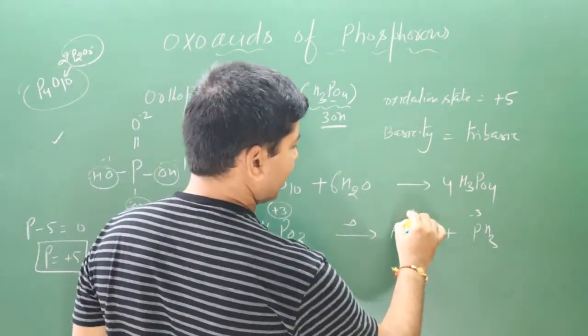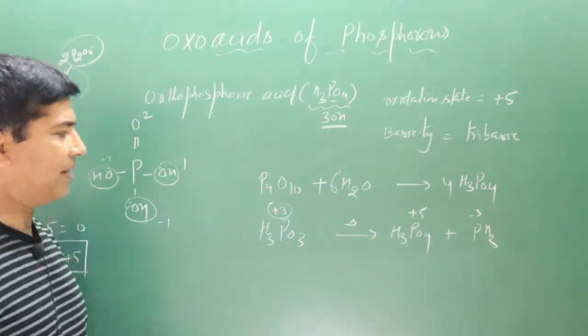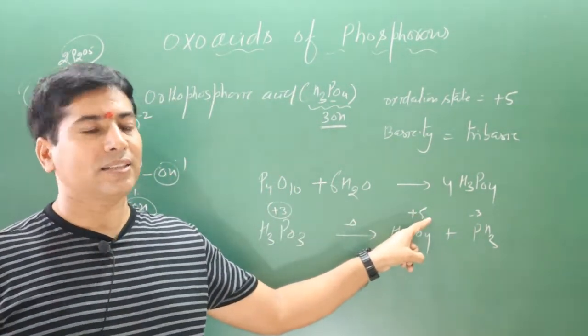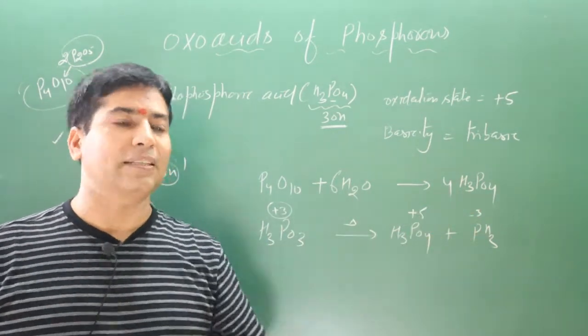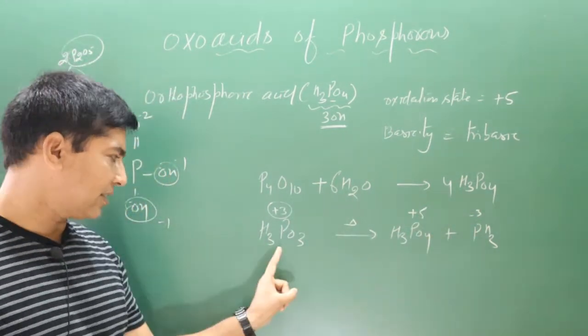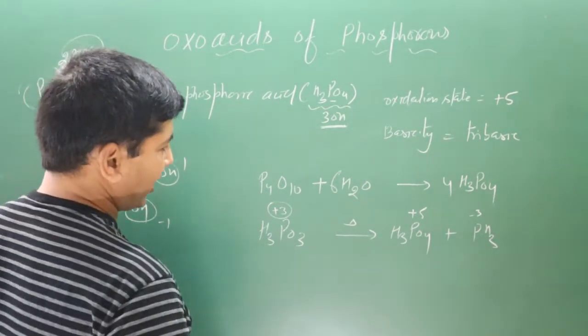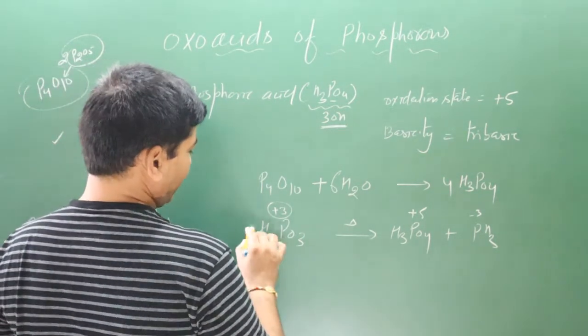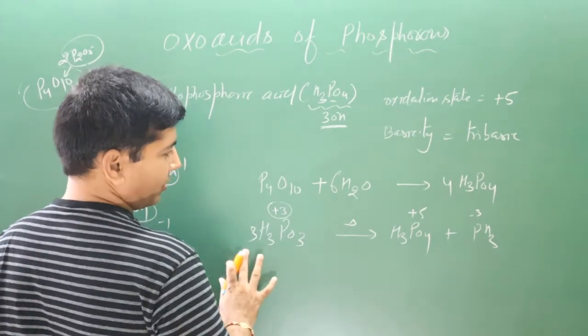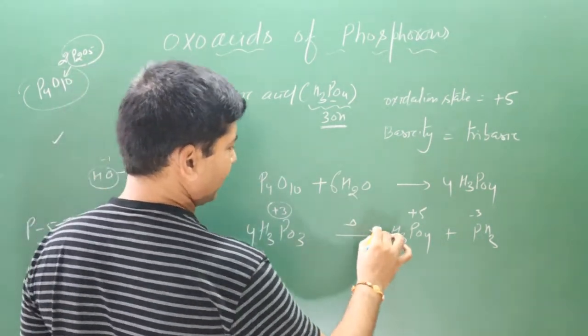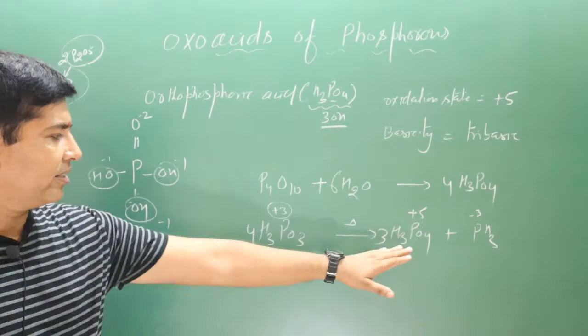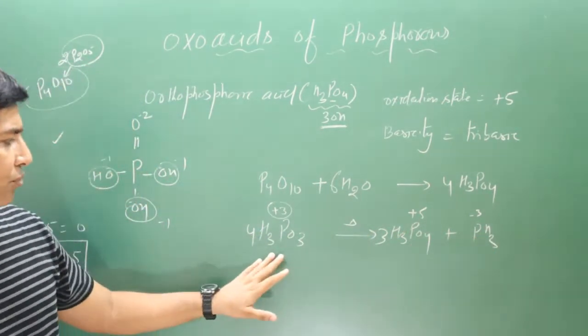4 × 2 is 8 and here we have +5 oxidation state. Okay, +3 to +5 is oxidation, +3 to -3 is reduction. In a disproportionation redox reaction, the same element is undergoing both oxidation and reduction. We can balance this equation. Multiplied by 3, we can have 4 and it is 3. Okay, 3 phosphorus plus 1 phosphorus is equal to 4 phosphorus.